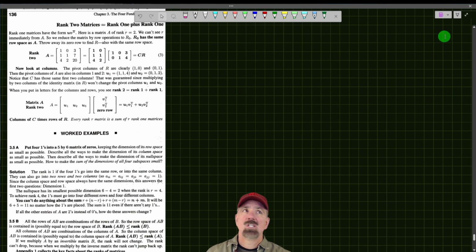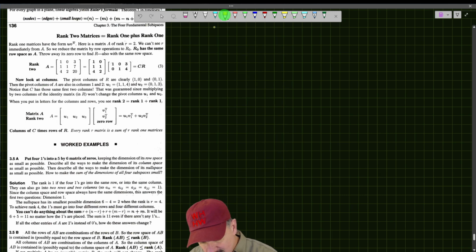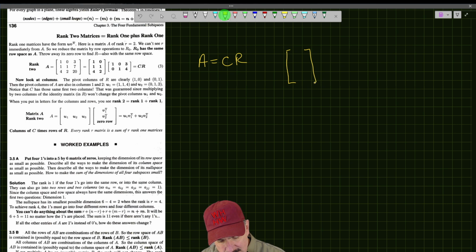One more item here, which is a review of something that we've been talking about, and we've addressed this already, but he does it in a little bit different way here. He's looking at, again, the fact that we have a decomposition for the matrix A, which is equal to C times R. The specific example he provides is a 3x2 C and a 2x3 R matrix. We have our C and we have our R.